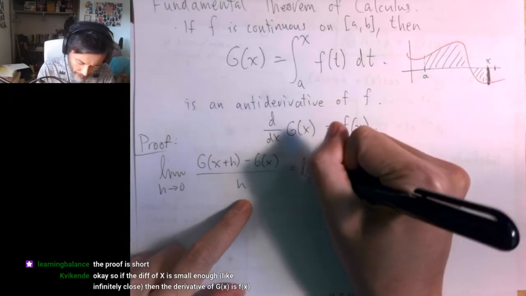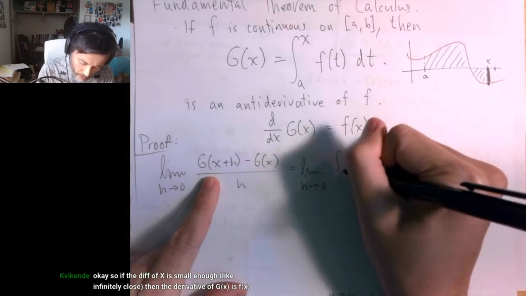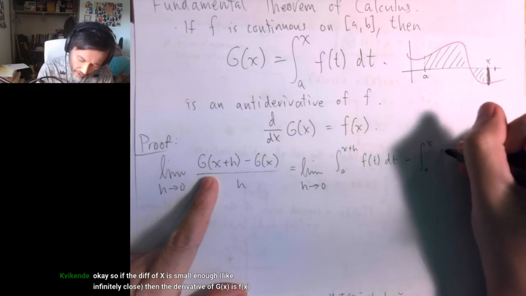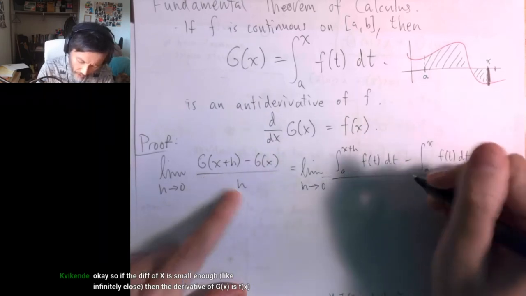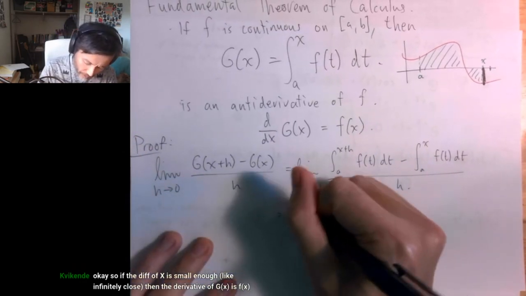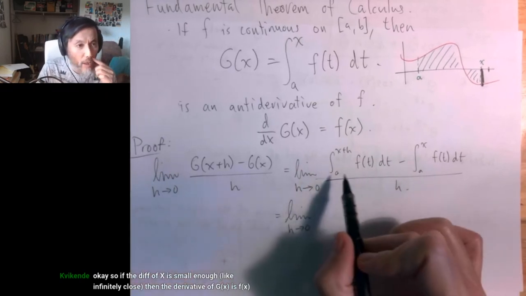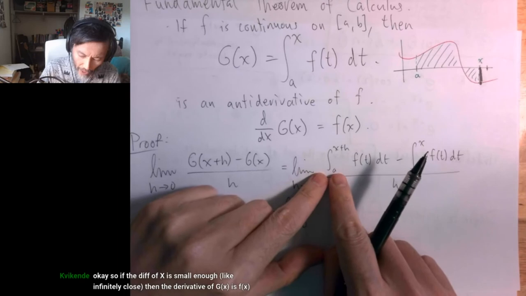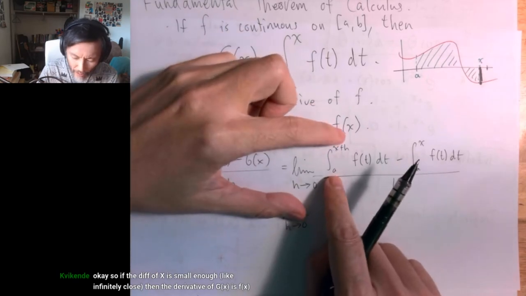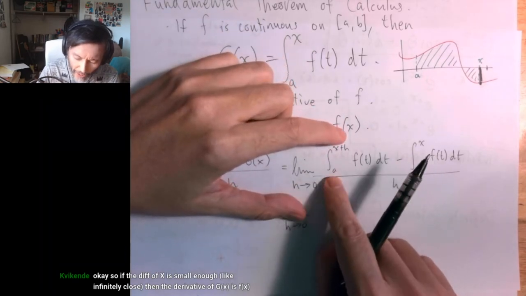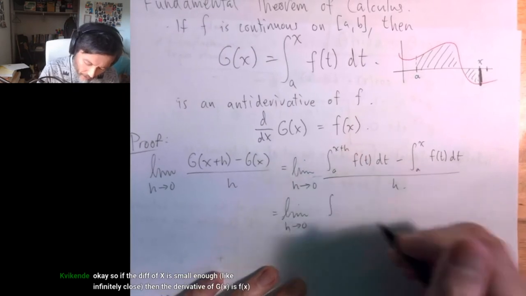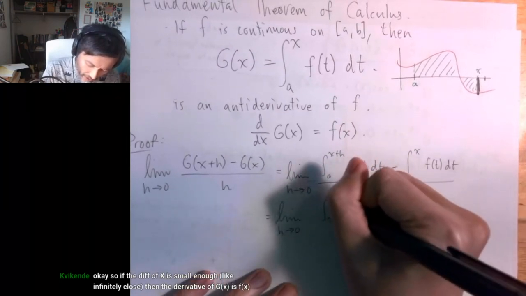This is equal to the limit as h goes to 0. G of x plus h is the integral from a to x plus h of f of t dt, minus the integral from a to x of f of t dt. Divide this whole thing by h. Now, this is equal to the limit as h goes to 0. If we take the integral from a to x plus h, this is just basic geometry. Or I don't even know if it's fair to call it that, but everything is geometry, so it doesn't make any difference. So the integral from a to x plus h, and then we subtract off the integral from a to x, is it not clear that that's going to be the integral from x to x plus h?